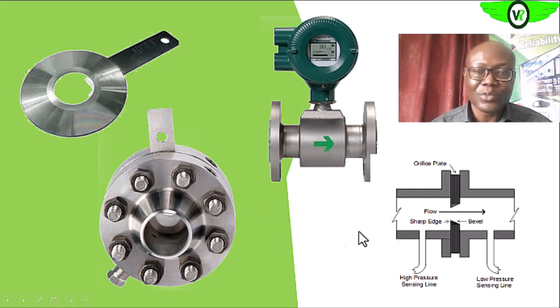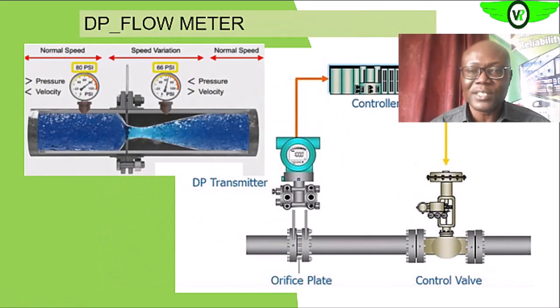Okay, so these are impulse lines to your differential pressure meters. This is the orifice plate and this is the differential pressure meter, or indicator, or transmitter. Like we saw earlier, that will help to transmit the signal to your control room, to your controller, to effect whatever change that you want on your final control element, which is the valve, or to your control room to indicate the flow rate on this particular pipeline.